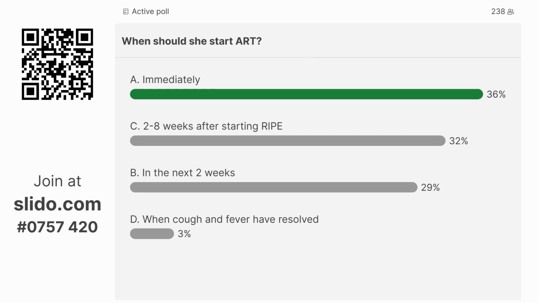Who sees the most TB around here? Florida must have TB. We have a lot of TB. I have 3 active cases in my little rural clinics. We do the 2 to 8 weeks after starting, right.